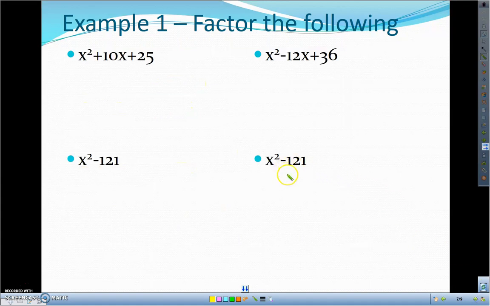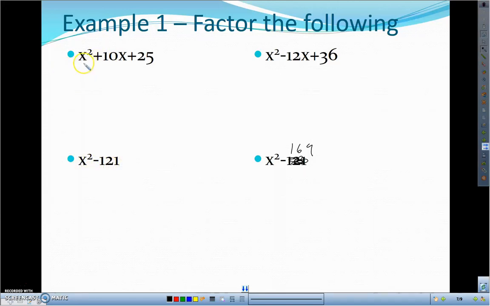Here we've got our first example, and what we need to do is factor them. And I'm going to show you how to do the ones on the left before I do the ones on the right. One thing I would like to do before you try to do these questions is change this to 169, because I forgot to change it from this question on the left.